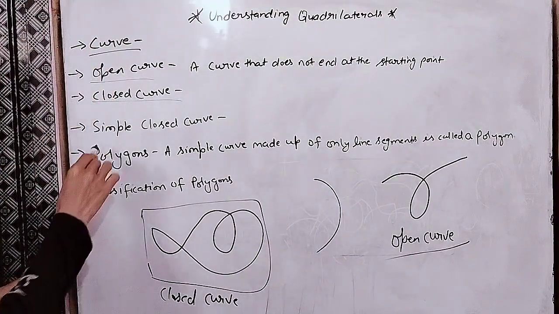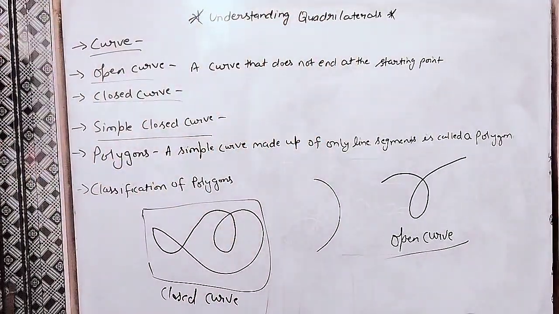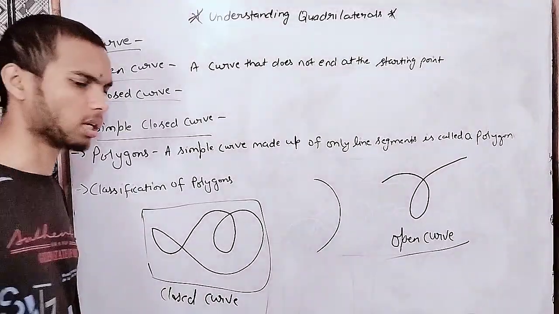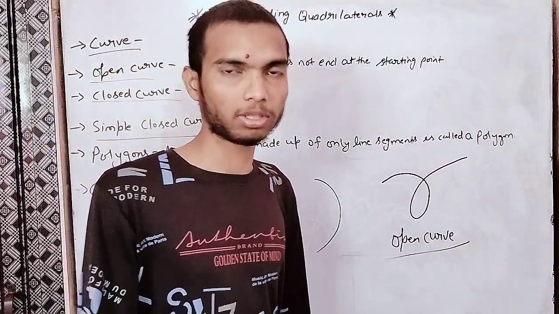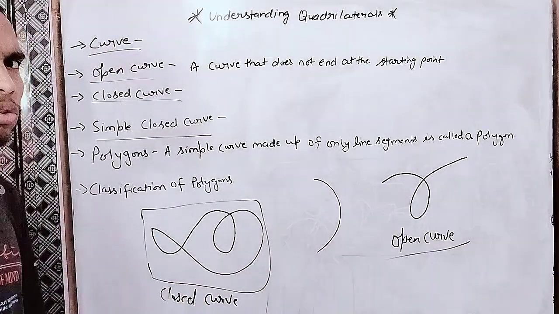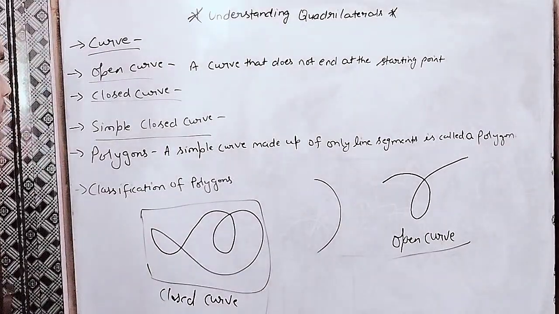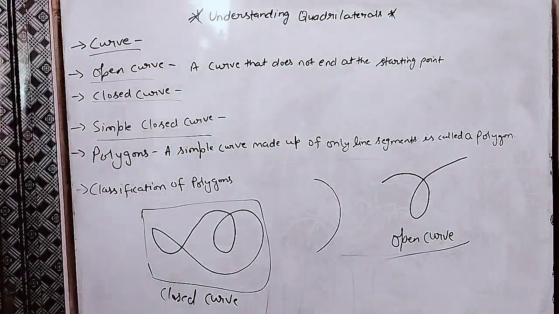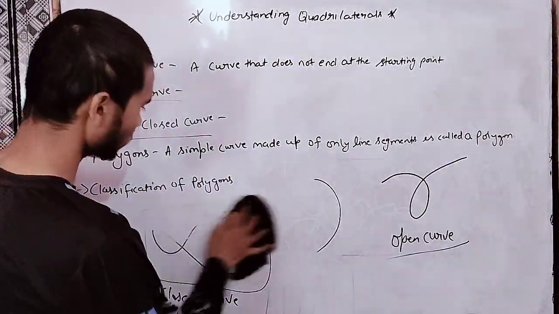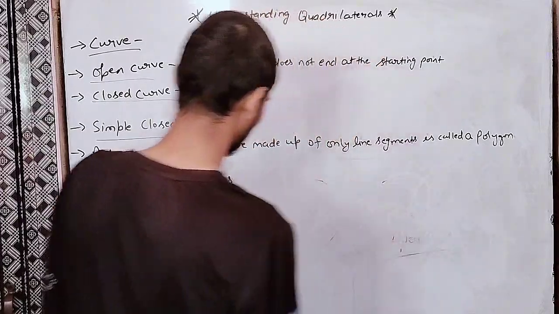Clear? Now it's time to understand about a simple closed curve. What is the meaning of it? We just understood closed curve. Now, for the next word, just "simple" was added to the closed curve. So now, what is the difference between a closed curve and a simple closed curve? Let me explain so that you can be clear without any doubts.